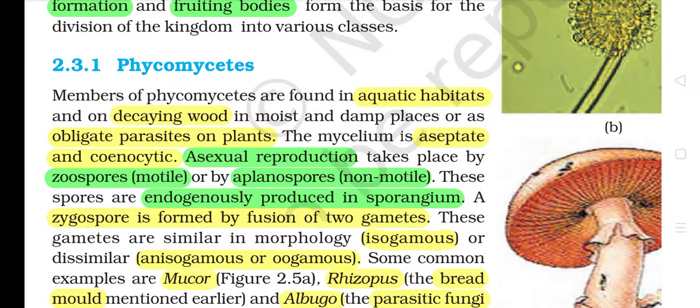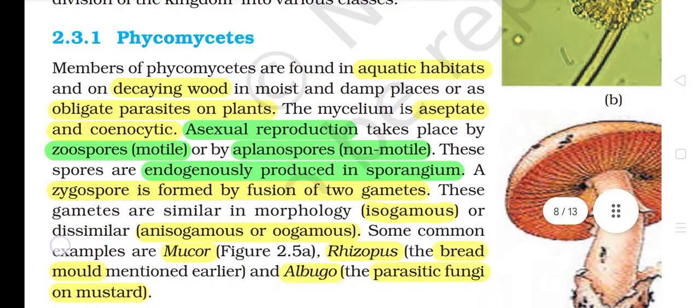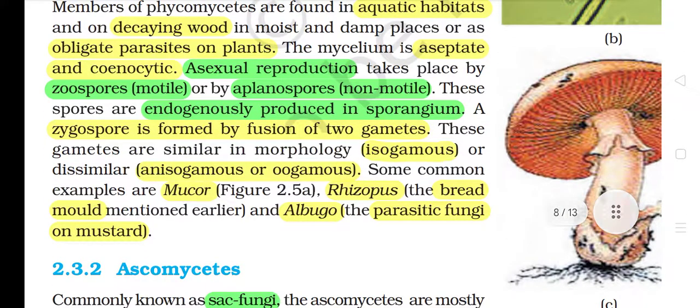2.3.1 Phycomycetes. Members of Phycomycetes are found in aquatic habitats and on decaying wood in moist and damp places or as obligate parasites on plants. The mycelium is aseptate and coenocytic. Asexual reproduction takes place by zoospores (motile) or by aplanospores (non-motile). These spores are endogenously produced in sporangium.